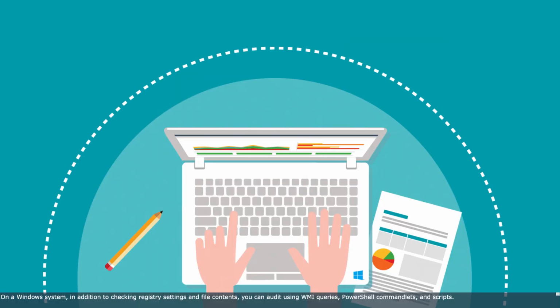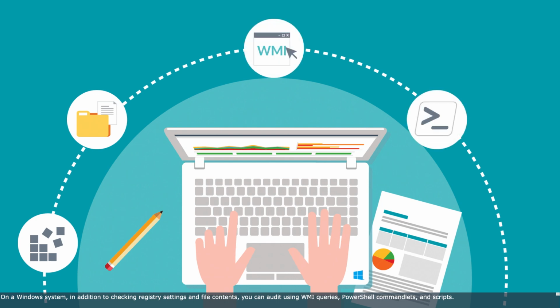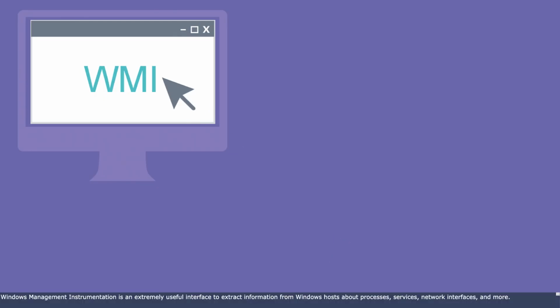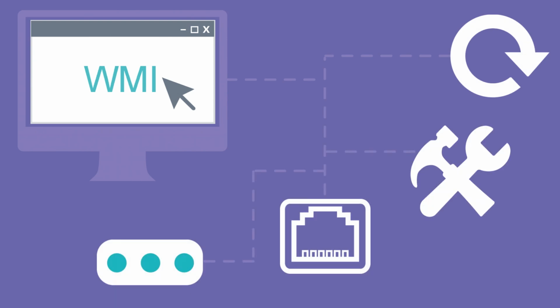On a Windows system, in addition to checking registry settings and file contents, you can audit using WMI queries, PowerShell commandlets, and scripts. Windows Management Instrumentation is an extremely useful interface to extract information from Windows hosts about processes, services, network interfaces, and more.